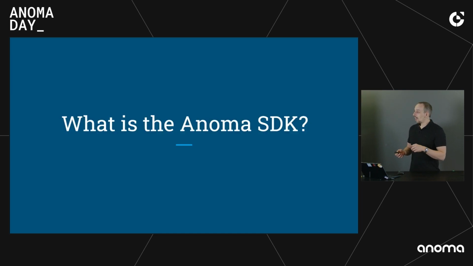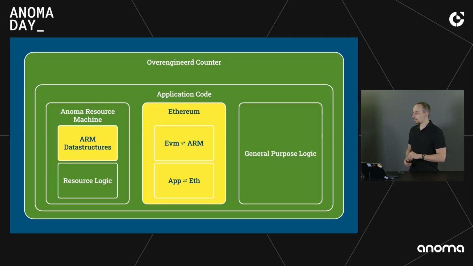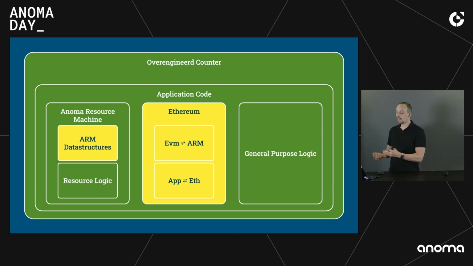If you want to build all this, that's going to be a lot of work. So the SDK is designed to help you by taking away all the stuff that we think is irrelevant to building an application. So if we look at the previous diagram, the stuff that's now yellow is the thing that the Anoma SDK will take care of for you. So what's left? The general purpose logic.